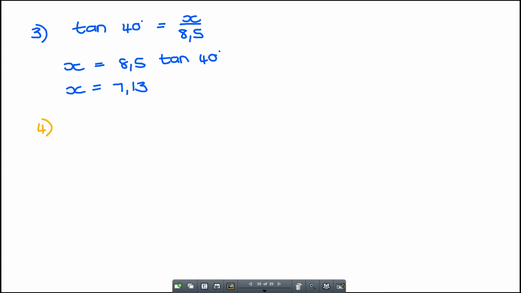Okay, by number 4, I have opposite and hypotenuse, so I'm going to say sin 35 is equal to opposite is x, and hypotenuse is 25. Now I'm going to take that 25 over, and then that would be 25 times sin 35. So if I put that into my calculator, you would get 14,34 if I round it off to 2 decimal places.